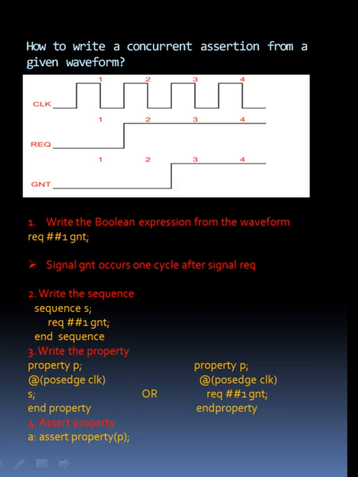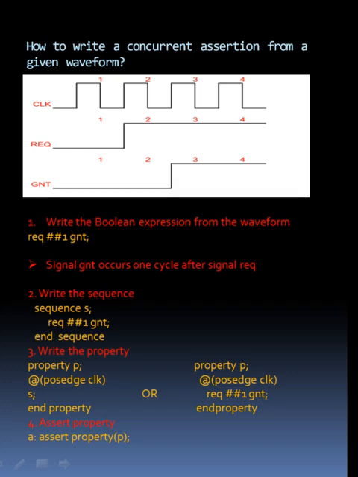So we can write REQ, then double hash 1, which means one clock cycle delay. If we write double hash 2, it means 2 cycle delay. If we write 3 after hash, it means 3 cycle delay. Since it is 1 cycle delay here, we will write double hash 1. So the Boolean expression will be request ##1 grant. So signal grant occurs one cycle after signal request.